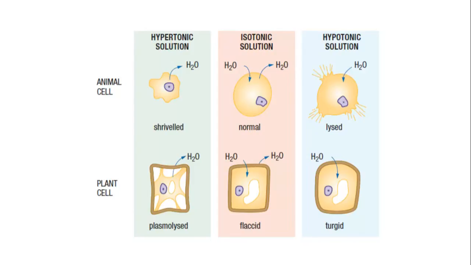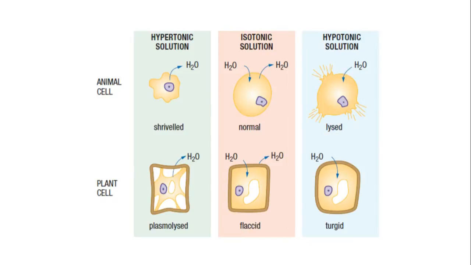Here we have a picture about maintaining water concentrations, and we are talking about hypertonic, isotonic, and hypotonic solutions. So in hypertonic solutions, we're talking about a cell being in solutions that are low in water concentration. So therefore, water wants to move out of the cell, resulting in the cell becoming shriveled. Same thing within a plant cell.